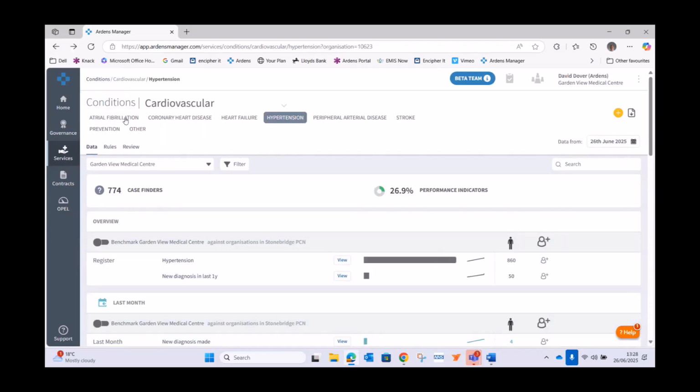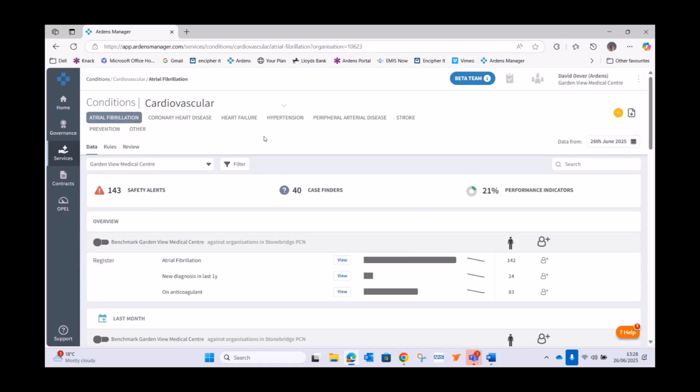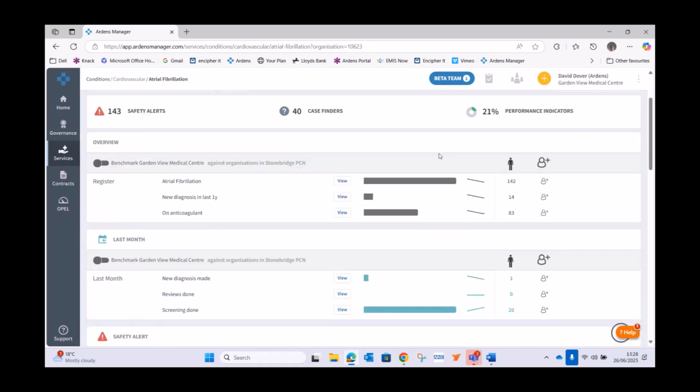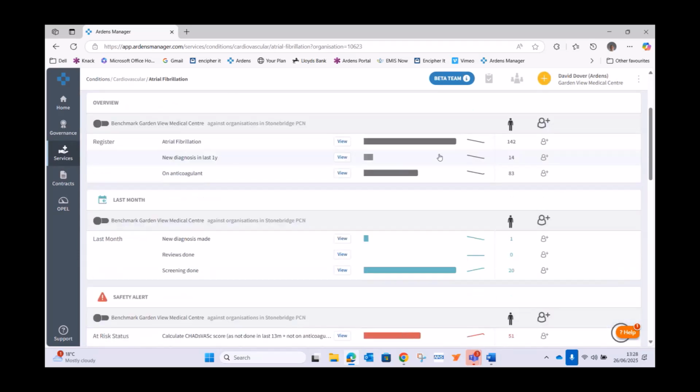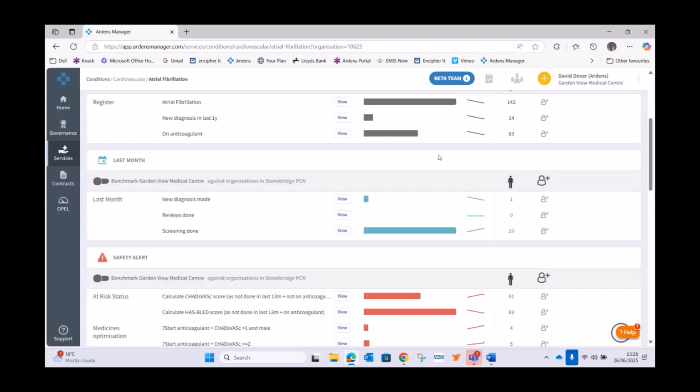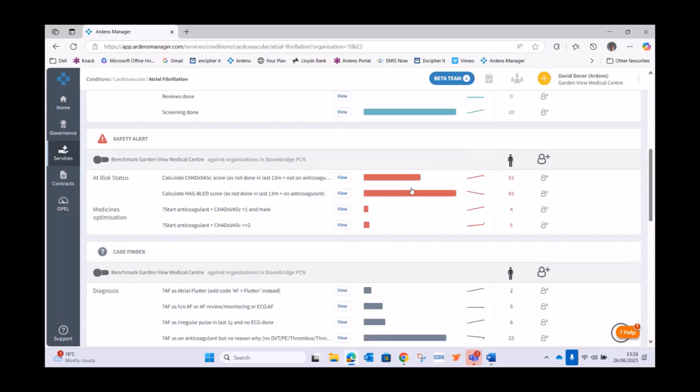So within those conditions, looking at CVD in particular, know what the register looks like, know what the new diagnoses have been in the last 12 months, the last year. Again, we have things like safety alerts on here, just highlighting the fact that we may need to consider starting anticoags for these patients as well.